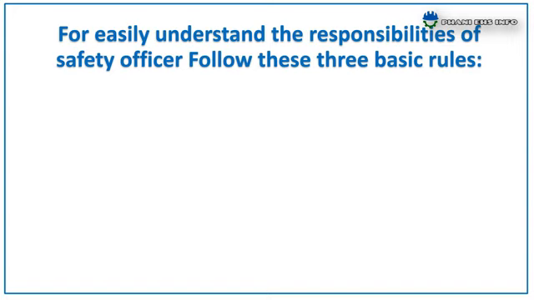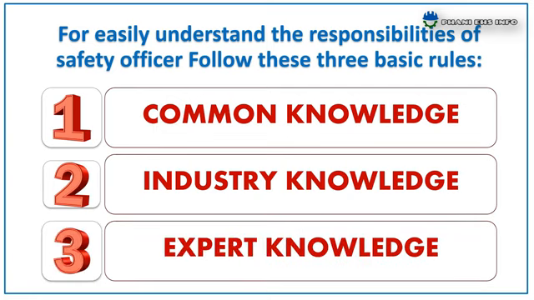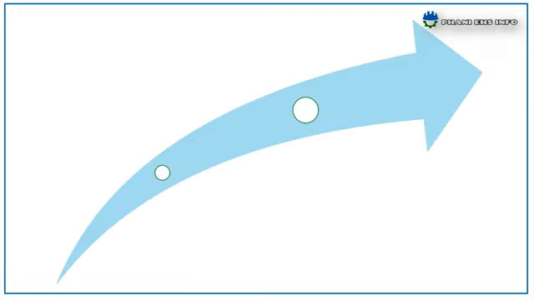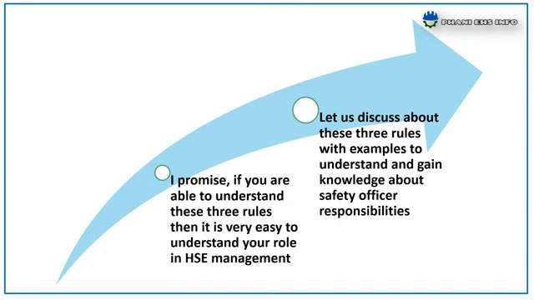To easily understand the responsibilities of a safety officer, follow these three basic rules: common knowledge, industrial knowledge, and expert knowledge. Let us discuss these three rules with examples to understand and gain knowledge about safety officer responsibilities. I promise, if you are able to understand these three rules, then it is very easy to understand your role in EHS or HSE management.